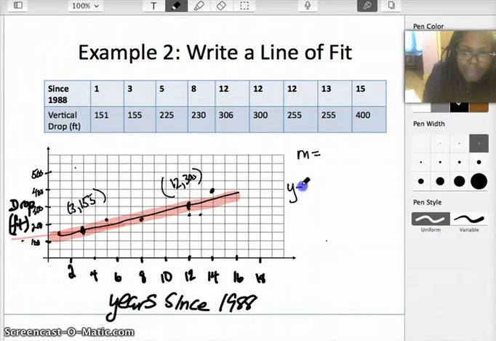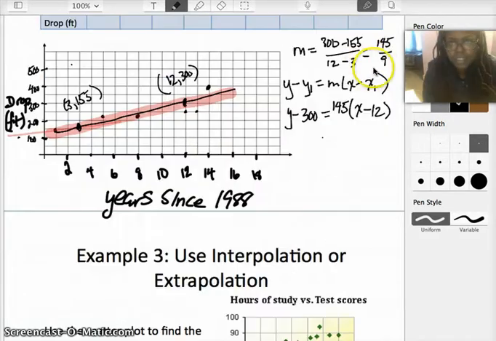So y minus y sub 1 is equal to m times x minus x sub 1, and that's how I'm going to find my equation. When I find the slope, I've got to do change in y over change in x, 300 minus 155, and I'll spare you the details because I know you can do it. So I got my slope, plugged it in here, and chose a point that I found convenient. I just like the 300 as opposed to the 155 in this ordered pair, so I chose this one: y minus 300 equals 145 times x minus 12.